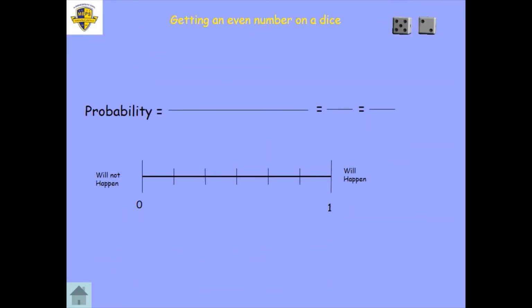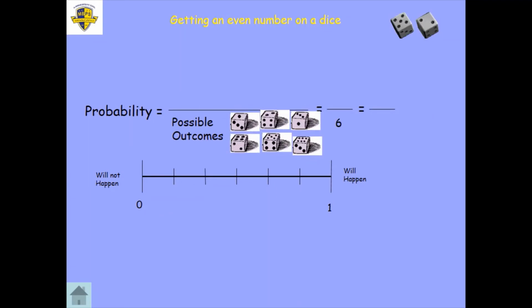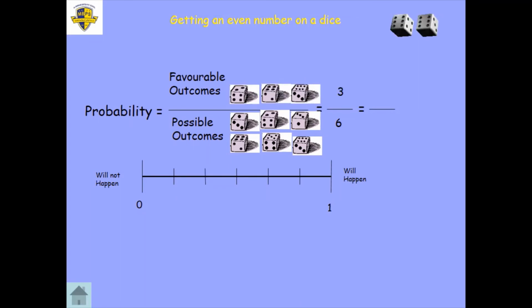Getting an even number on a dice. Probability equals favorable outcomes to possible outcomes. How many possible outcomes do we have? Yes, we have 6 possible outcomes because they are equally likely outcomes. So we have 1, 2, 3, 4, 5, 6. And getting an even number on a dice. How many even numbers do we have on a dice? Tell me. Yes, we have 2, 4, 6. So my favorable outcomes, 2, 4, 6, it's 3. So the probability of getting an even number on a dice is 3 out of 6. After I simplify it, I get half. On the probability scale, half is here, so it's even chance.